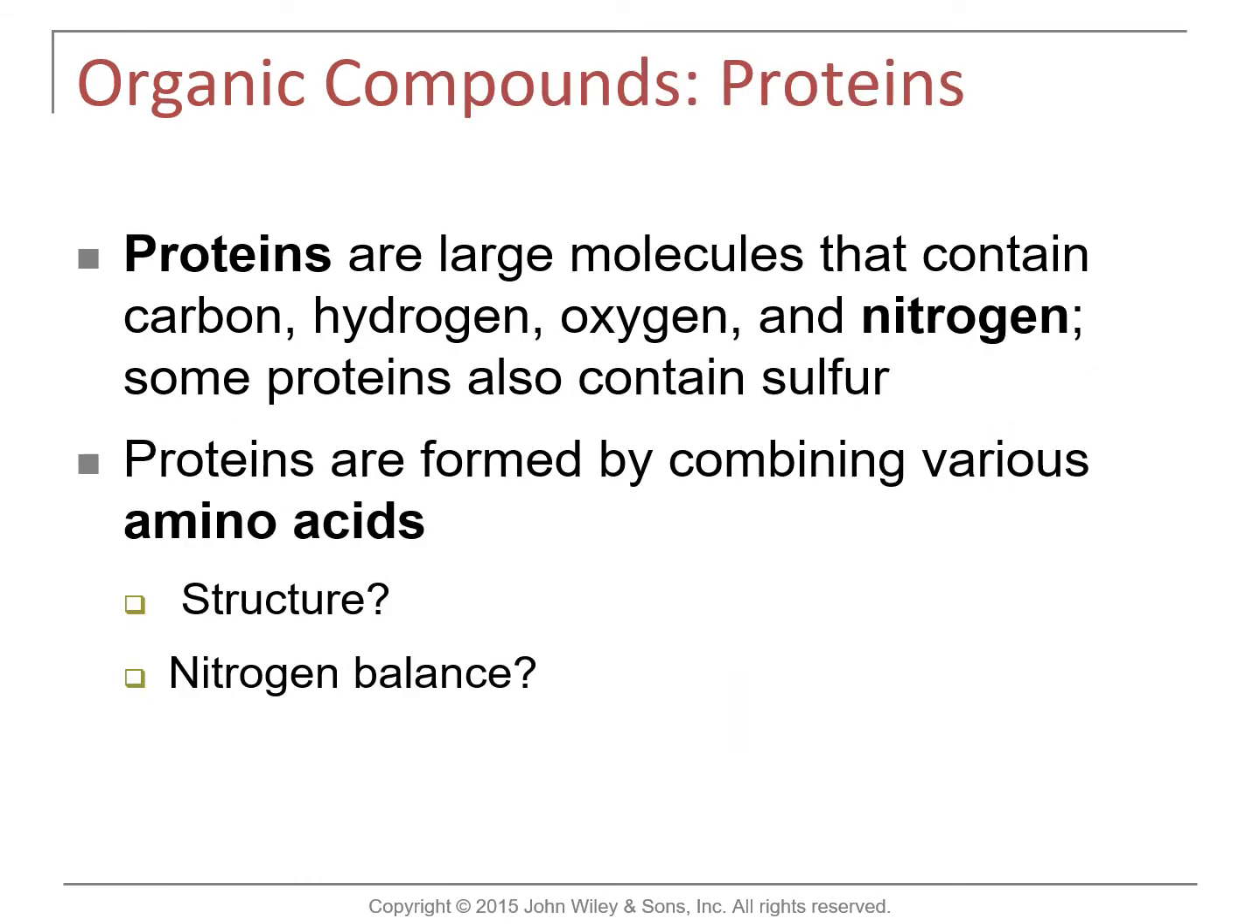Our third class of organic compounds are the proteins. Proteins are large molecules made up of carbon, hydrogen, and oxygen, but they are unique in that they contain nitrogen. And proteins are the main source of nitrogen in your body. Some proteins also contain sulfur, depending on the amino acids they contain. So the structural units for proteins are building blocks called amino acids.